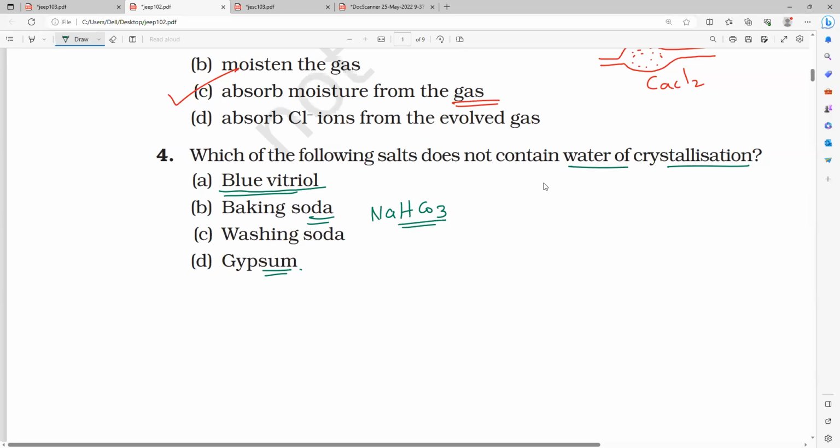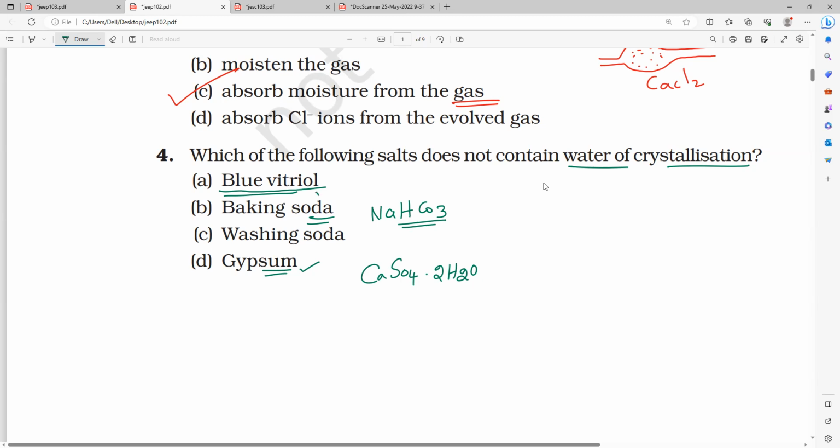Everyone, what is the gypsum formula? Gypsum means calcium sulfate with 2H2O as the water of crystallization. Am I right? What is the gypsum formula, guys? Plaster of Paris only, correct? CaSO4.2H2O. That is only gypsum. Correct? Yes, sir.